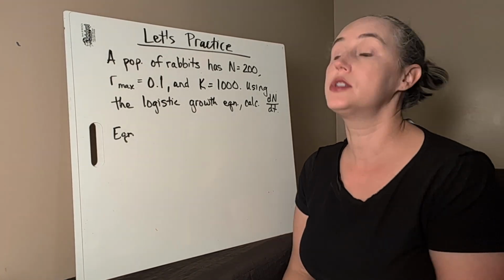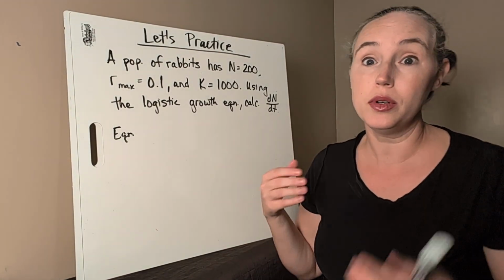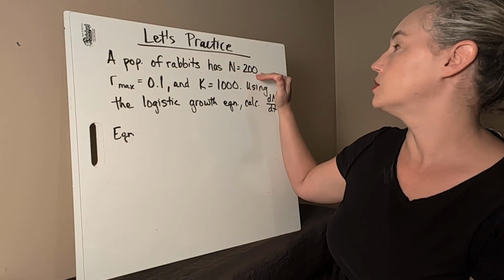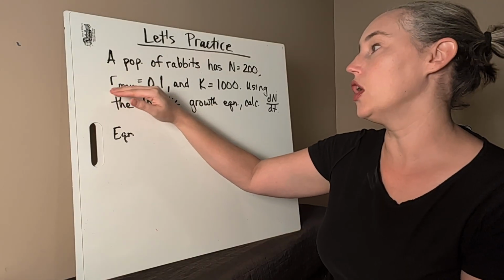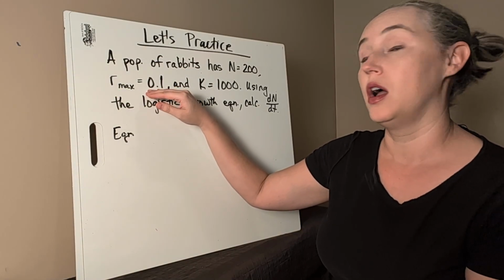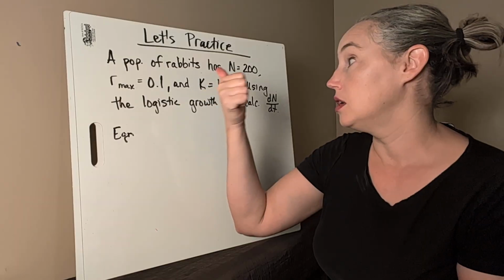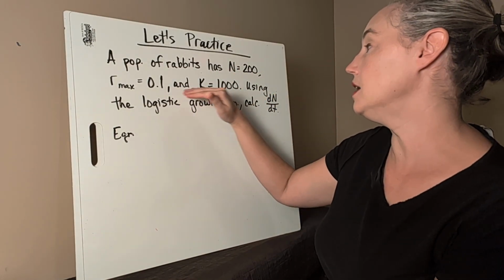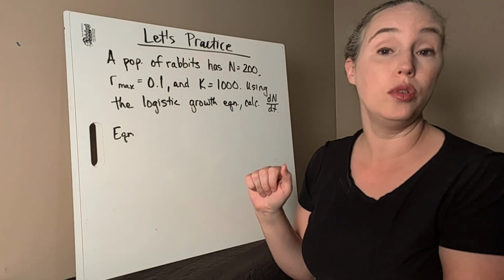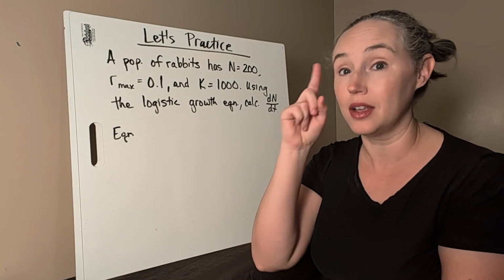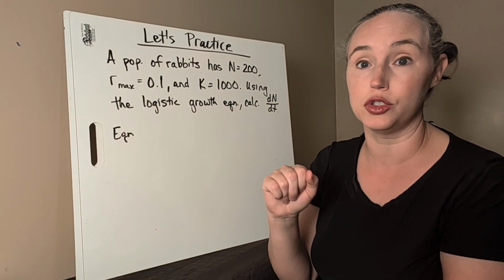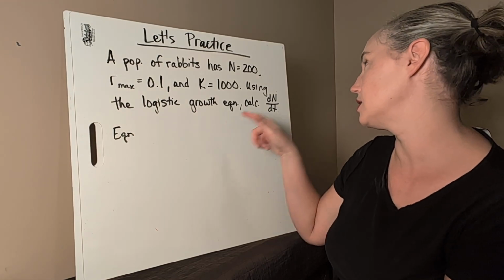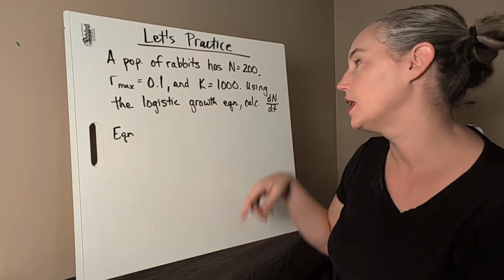All right, so let's practice. In this one, we don't know what to use. It says a population of rabbits has an N of 200, population size, an R max of 0.1. Ooh, that means we're either going to be using the exponential or logistic equation. And K equals 1,000. Ooh, it has K, so this gives us a hint that we may be using the logistic. Now, I've gone ahead and put up here, using the logistic growth equation, calculate population change.